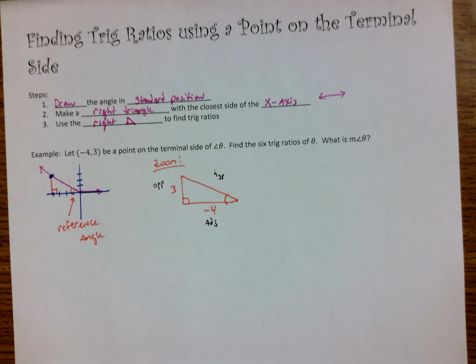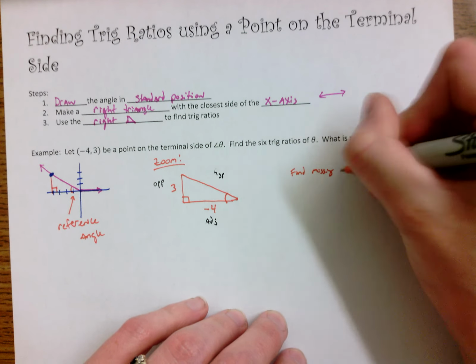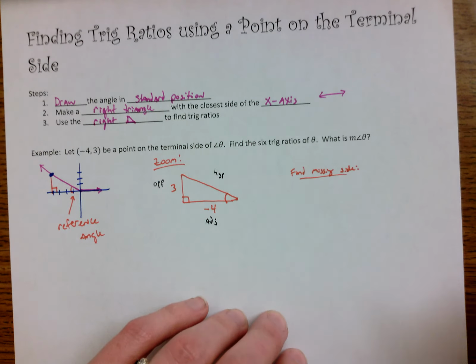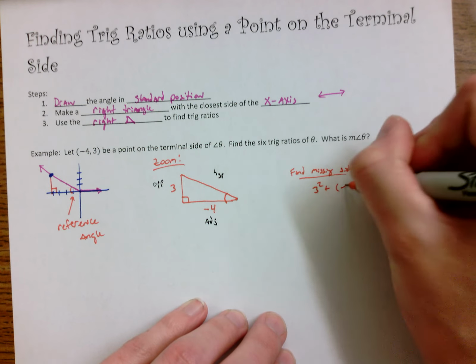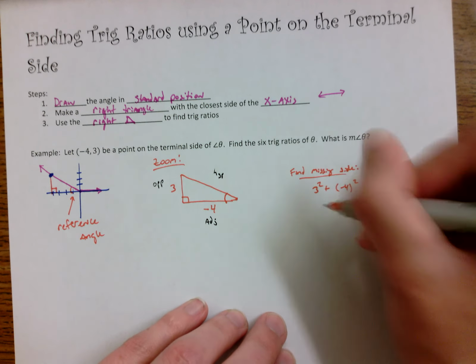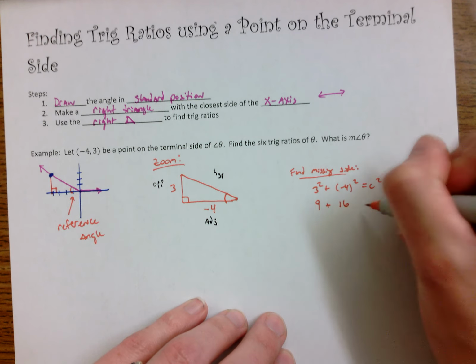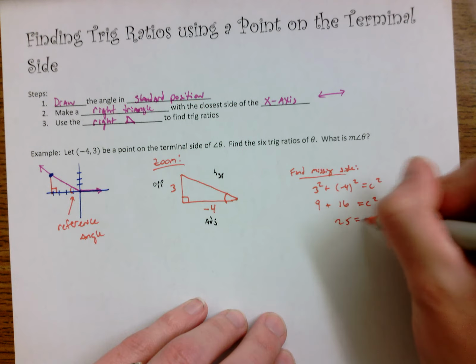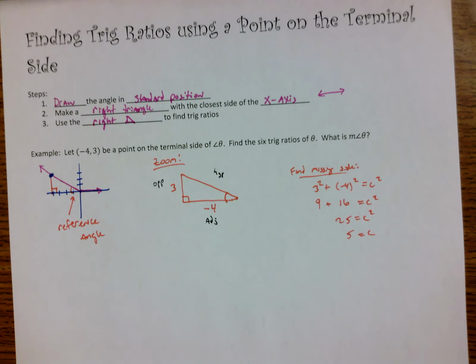Sorry, I sneezed. Okay, so to find our 6 trig ratios, we know we need all 3 sides. So I'm going to have to figure out my missing side, which is the hypotenuse. In my Pythagorean theorem, I need that to be c. So I'm going to do 3 squared plus negative 4 squared equals c squared. So that's 9. Negative 4 squared, negative times a negative is a positive, so that's still positive 16. So that's 25. And then when I square root both sides, c is 5. Cool. So now I know that this side length is 5.